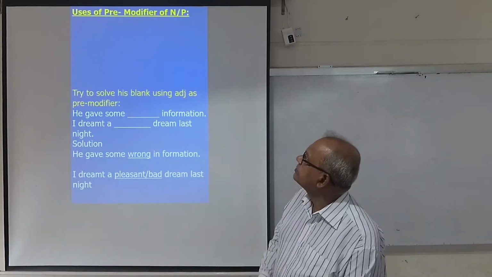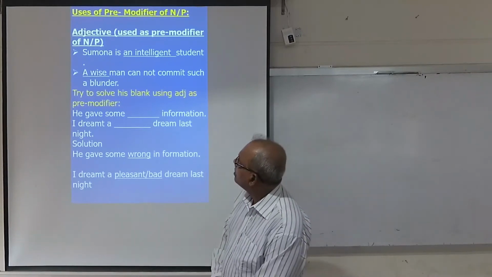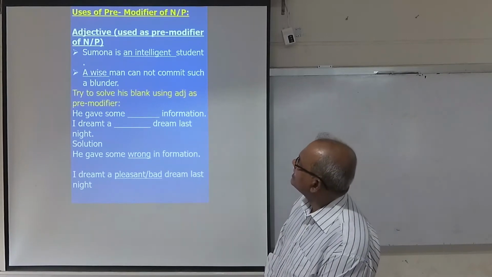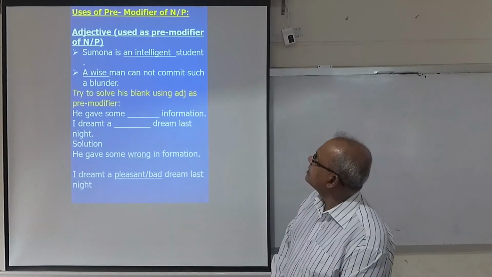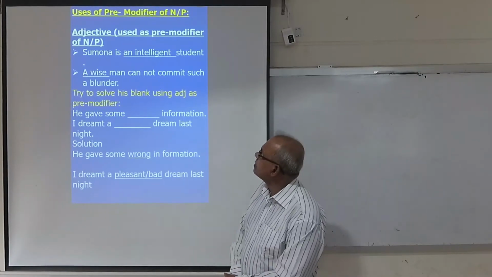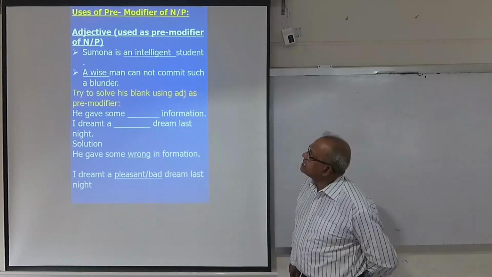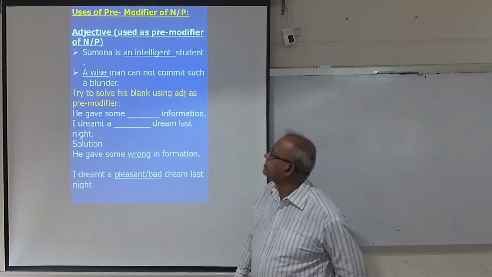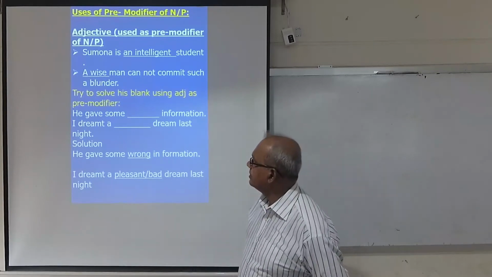Try to solve. Yes, students, two sentences are given for your better understanding. Number one, Srimona is an intelligent student. And intelligent, it is adjective and it is used as pre-modifier. Adjective may be used as pre-modifier. Here are some examples. A wise man cannot commit such blunder. A wise man, wise is adjective and it is used here as a pre-modifier.